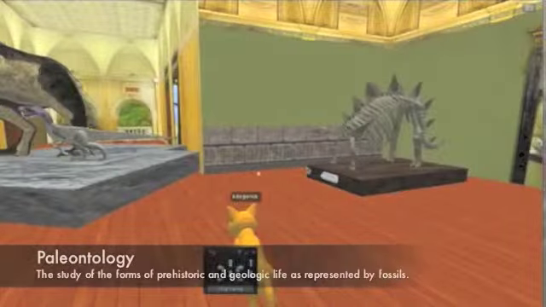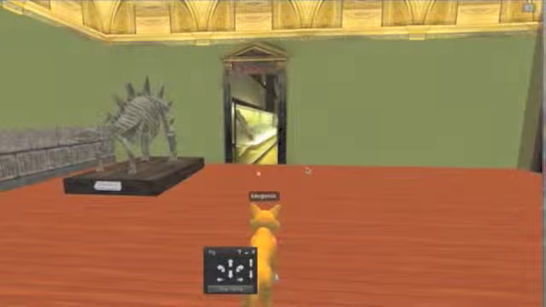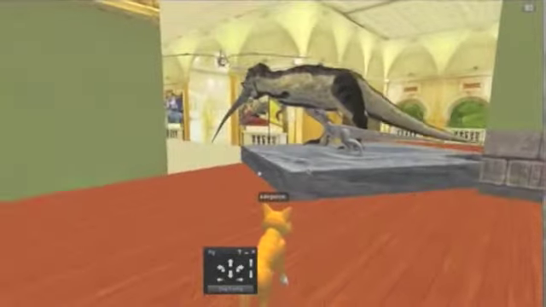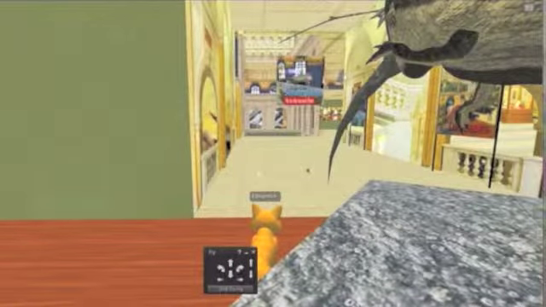I think the Museum of Natural History is a great educational tool because they're able to see exactly what you're talking about and interact, and I think that's a really great idea for young kids that have a hard time focusing on different lessons.